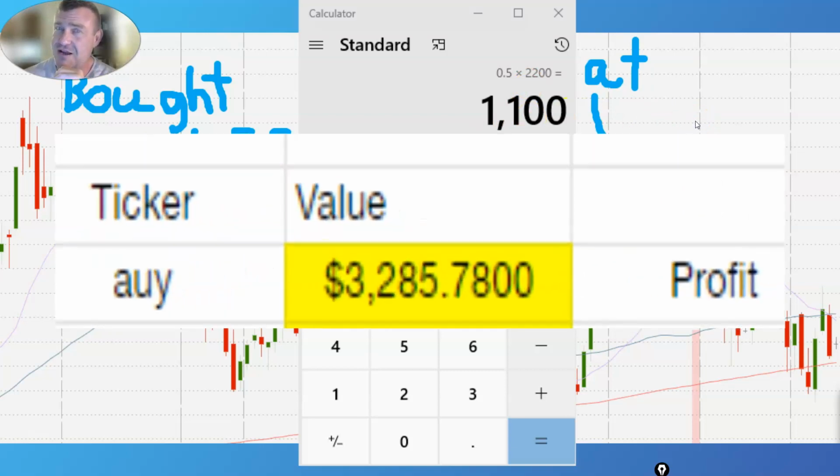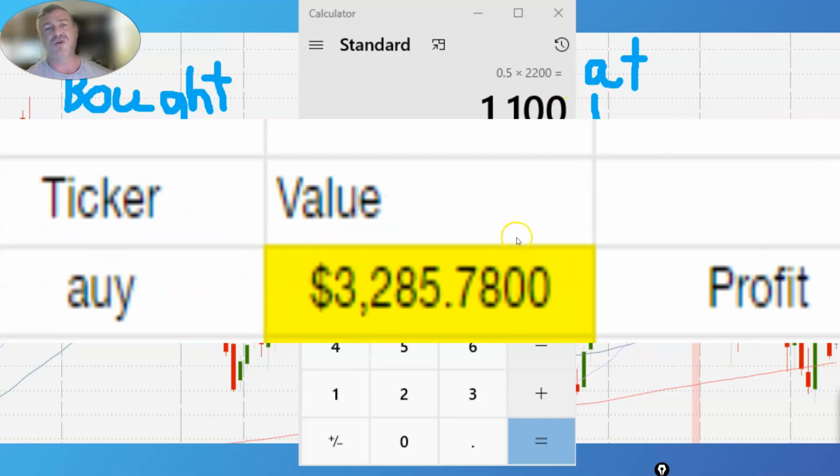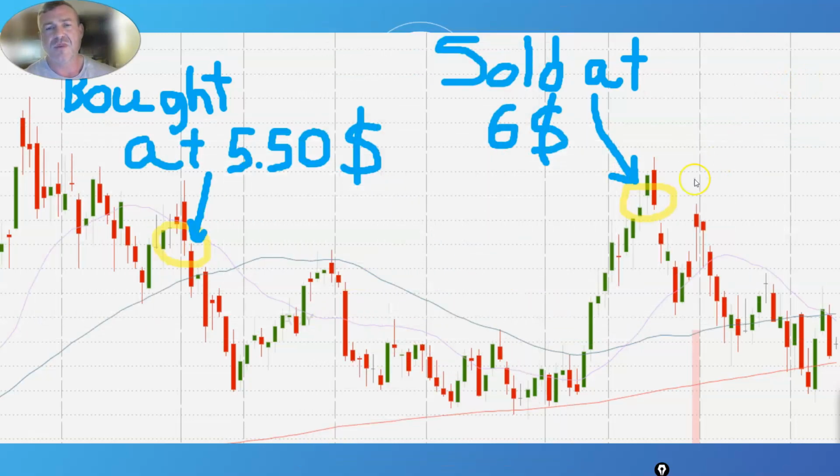We're talking about trading stock options here, my friends. My actual net profit was $3,285.78. Around $2,000 of that came to me the whole time the stock was trading below the price that I bought it at. Let that sink in. I made about $2,000 off a stock that was trading below the price that I bought it at.